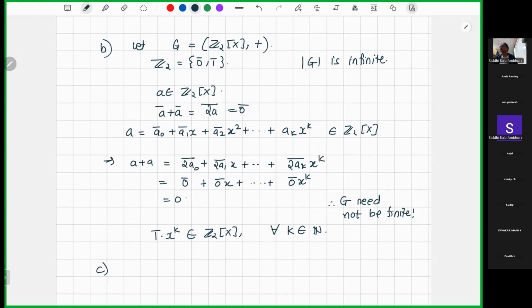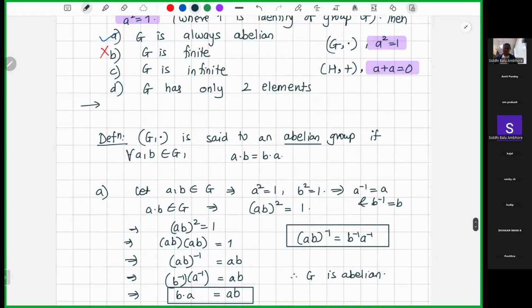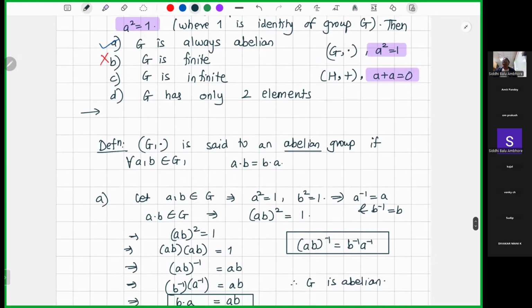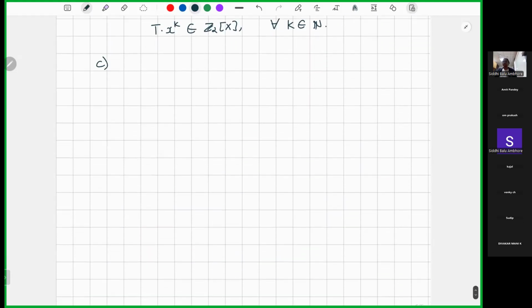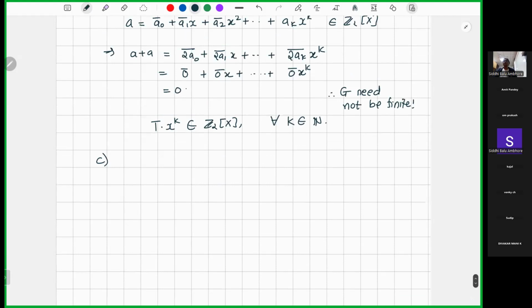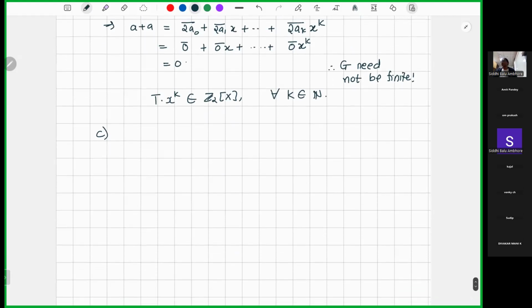Any guesses or anything? For the fourth option, that G has only 2 elements is anyway false because we have a group where it had infinitely many elements. So this one is anyway gone. So G is infinite. So will G be always infinite in this case? Do you have any example of a group where this condition is satisfied but G is finite? Or can we prove that it is always infinite? Any guesses?